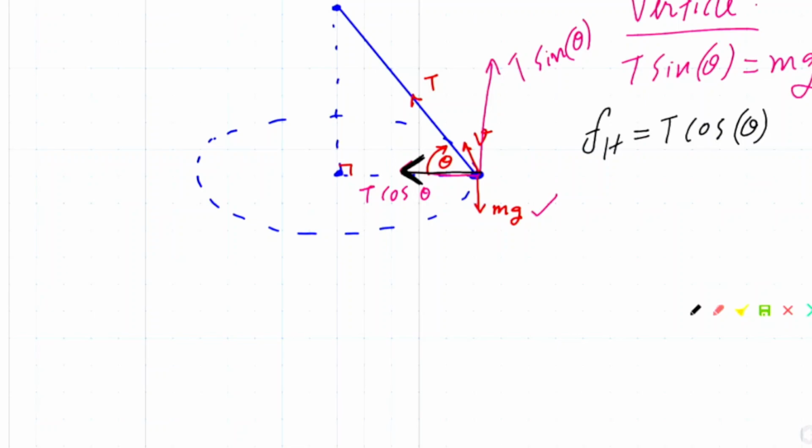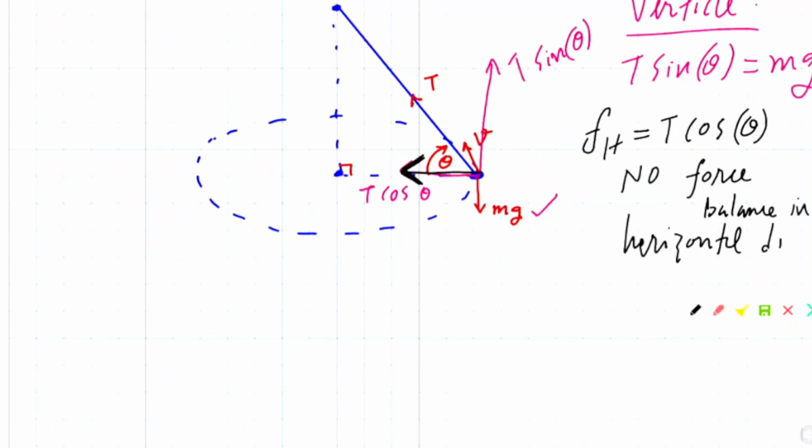Understand? No horizontal force balance. Why? Because there is only one force, right? So no force balance in horizontal direction. Okay. No force balance in horizontal direction. So if there is no force balance in horizontal direction, what are we expecting?